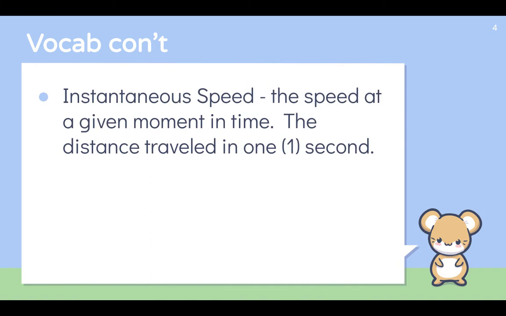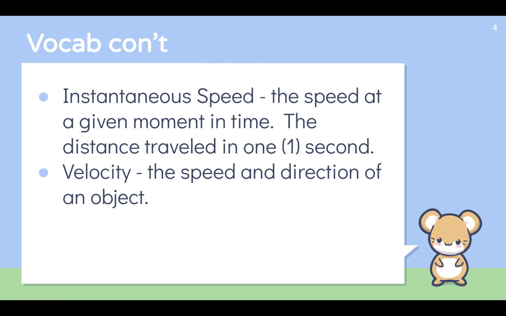Instantaneous speed is the speed at a given moment in time. The distance traveled in 1 second would be the instantaneous speed. This would be like looking down at your speedometer. How fast are you going this moment? Velocity is the speed and direction of an object. So velocity takes direction into account.